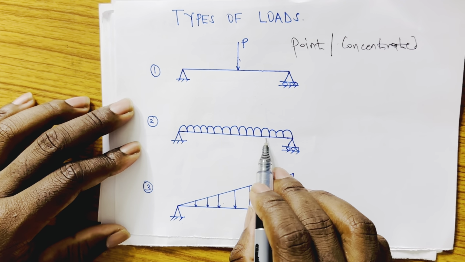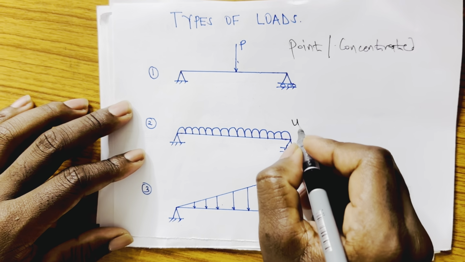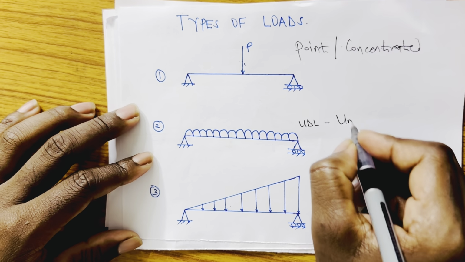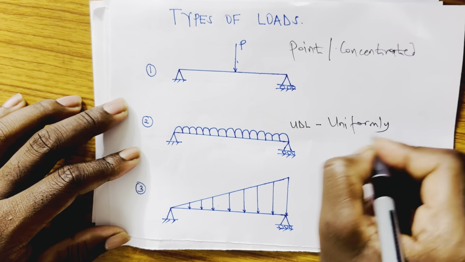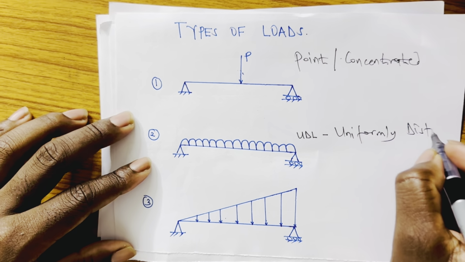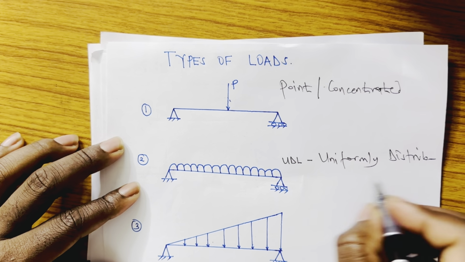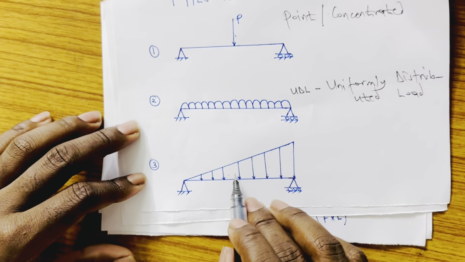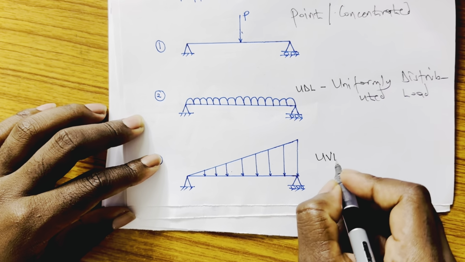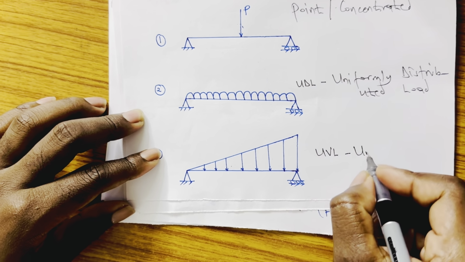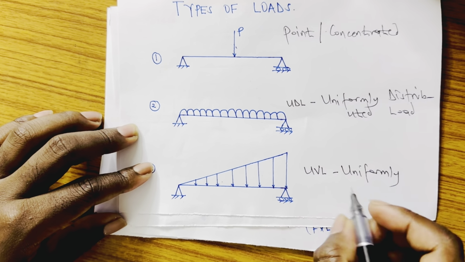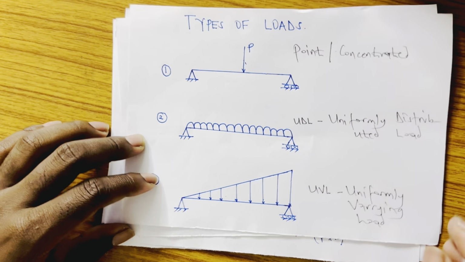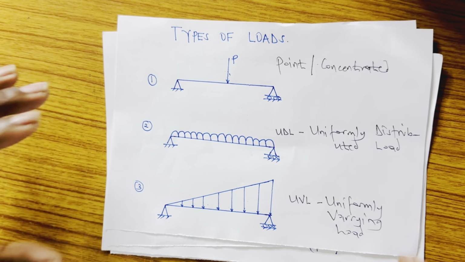What about the second one? The second one is what we call UDL. UDL in full is uniformly distributed load. Okay, UDL. And then lastly is what we call uniformly varying load, UVL. Okay, this is what we call uniformly varying load. So these are the 3 main types of loads that we have.